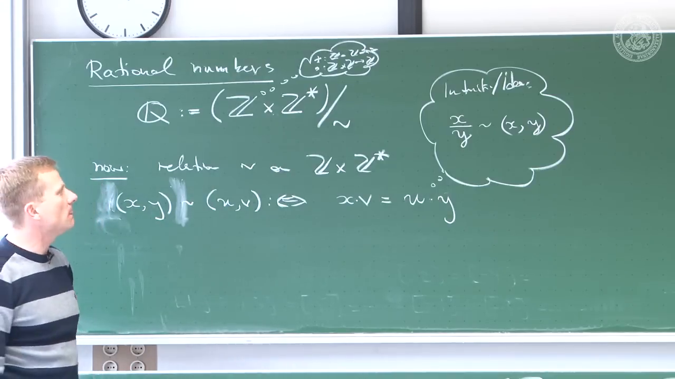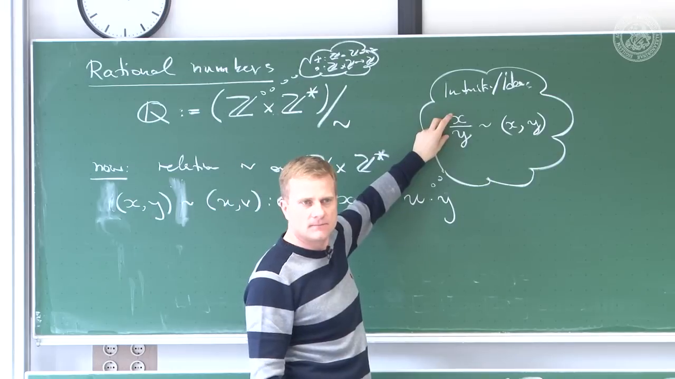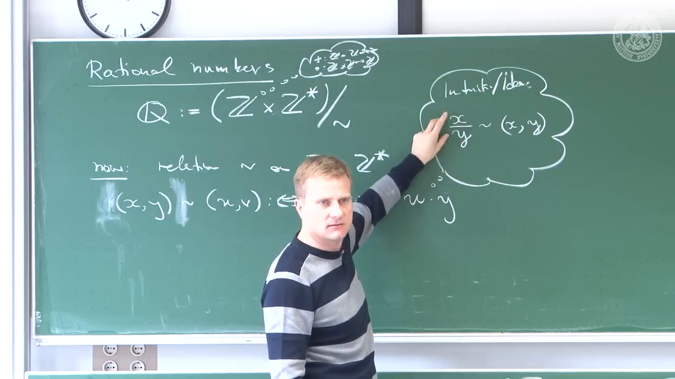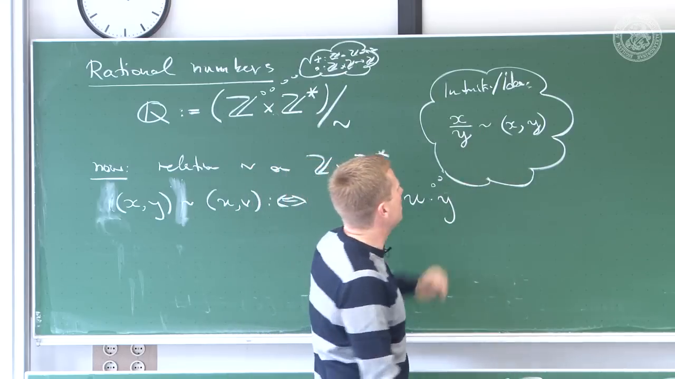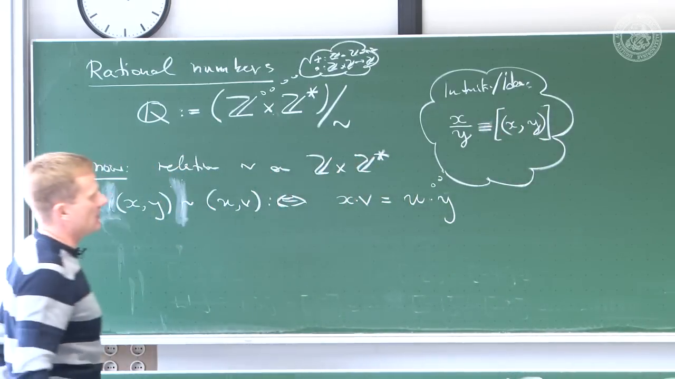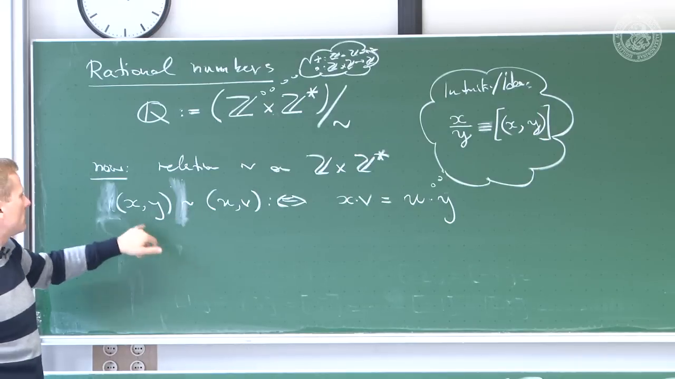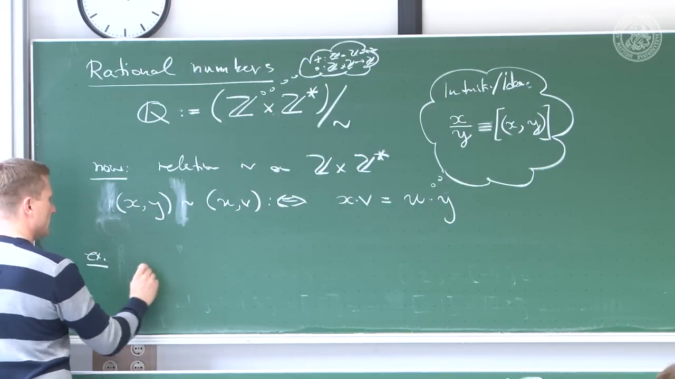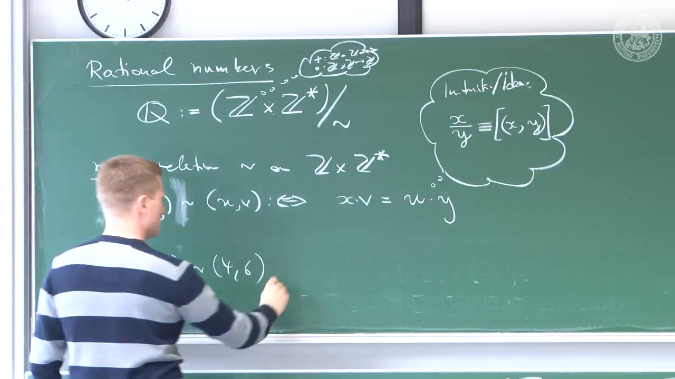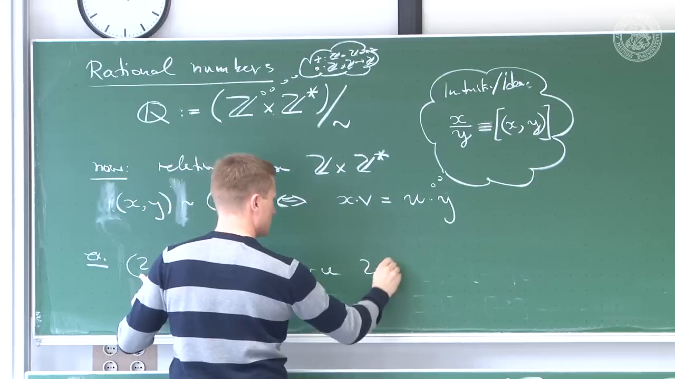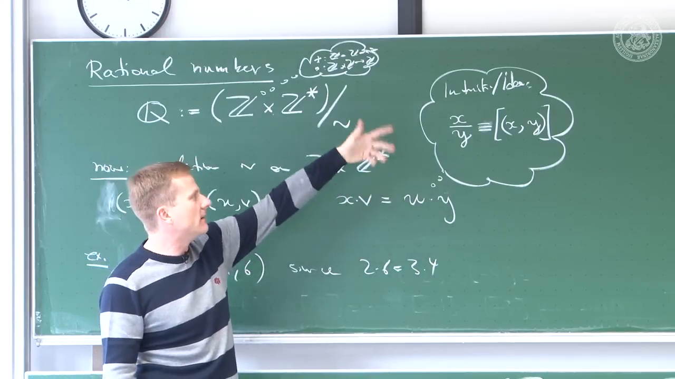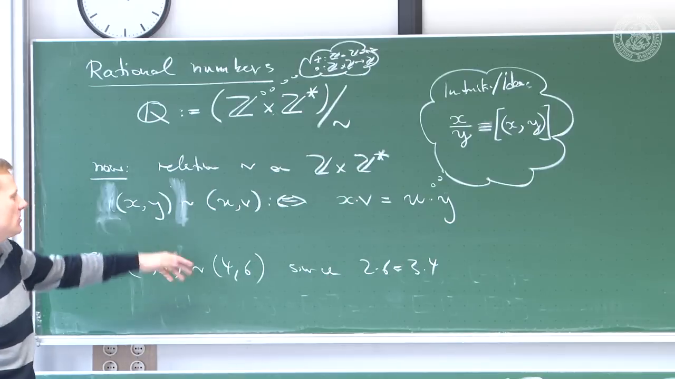But wait, that's not quite true, because the fraction 2 over 3 is the same as the fraction 4 over 6. Because, well, you can cancel common factors. So it's supposed to be identified not with the pair, but with the equivalence class of x, y with respect to this. Because obviously, for example, the fraction 2/3 is the same as the fraction 4/6, since 2 times 6 equals 3 times 4. So this implements the rule that by extending the fraction or cancelling factors, you have the same fraction.